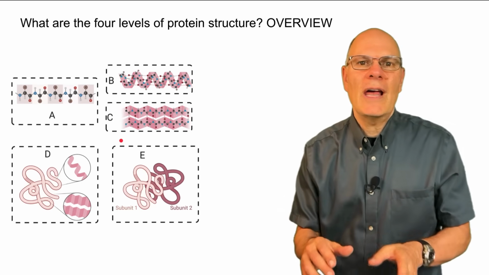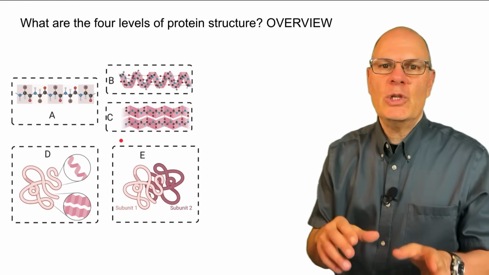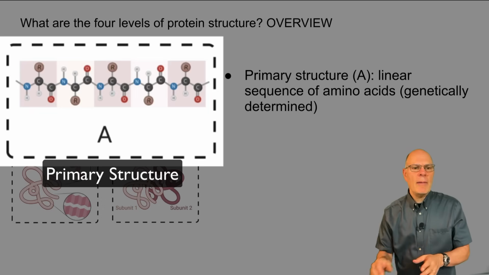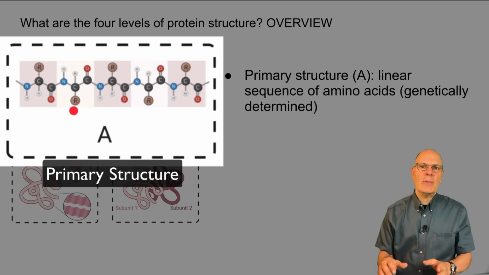There are 4 levels of protein structure. This is a super important topic. We're going to do an overview and then we're going to walk through all 4 of these levels. Primary structure is what's shown over here in A. It's a linear sequence of amino acids.